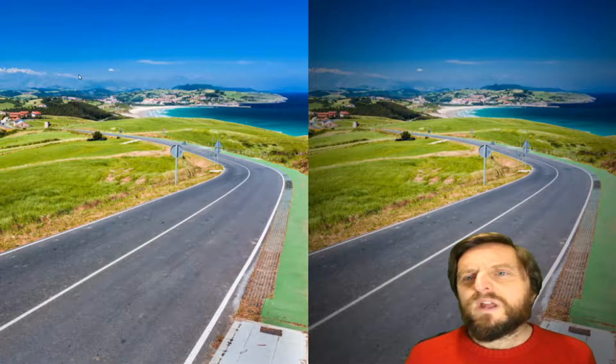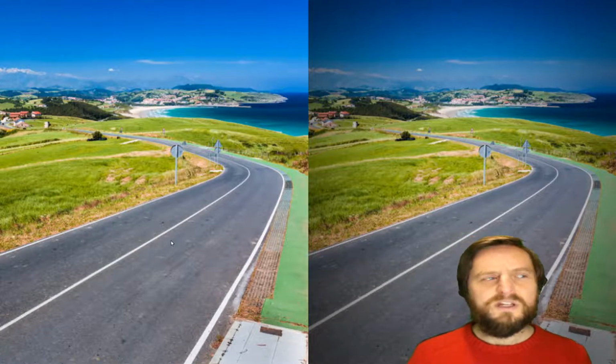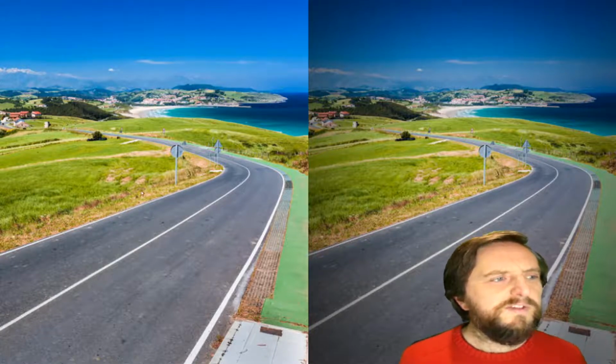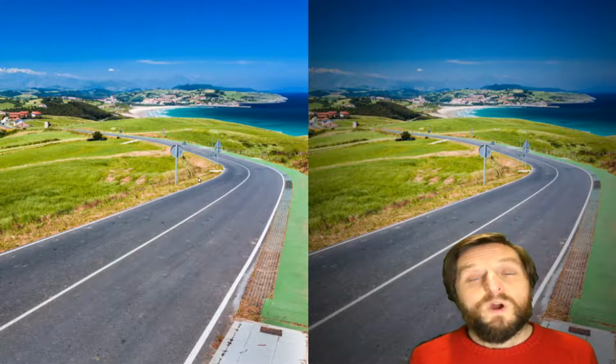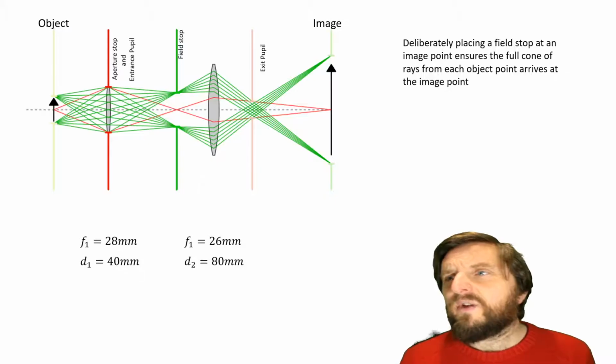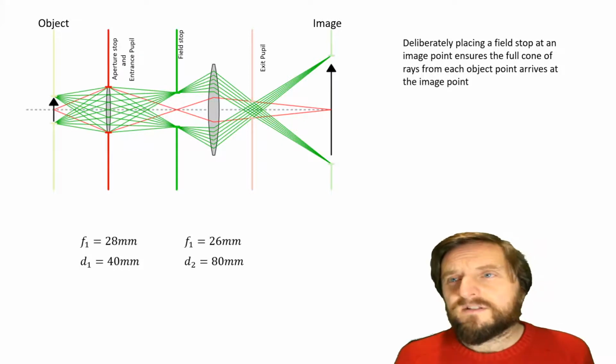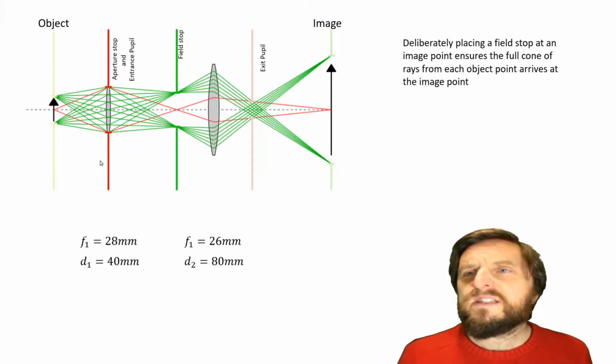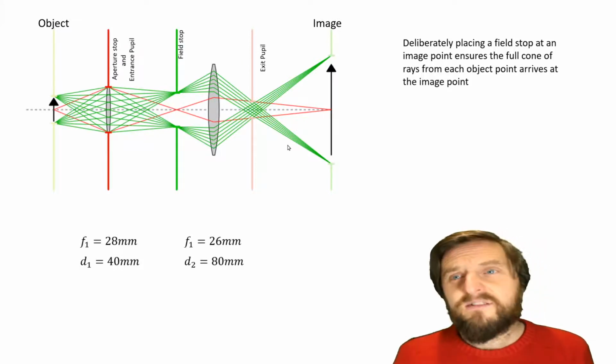Here we have an unvignetted scene. You can see that it's uniformly illuminated across the whole surface. So one way to get rid of that is to deliberately put in a field stop. In this setup, it's the same pair of lenses again.